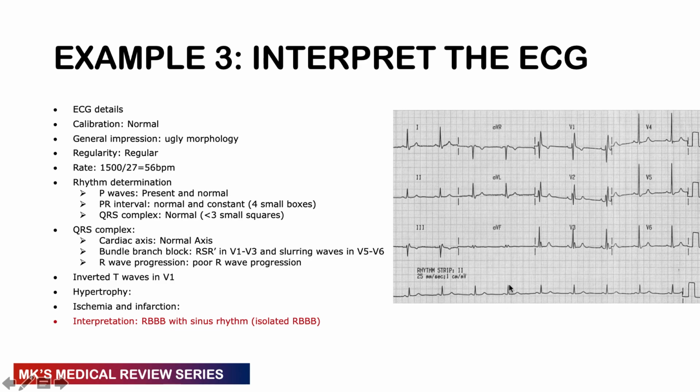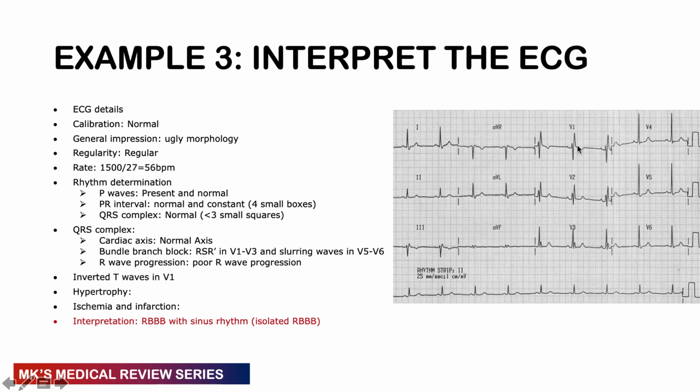If we actually measure the distance from here to here and calculate the small boxes, you have about 27 small boxes. So 1500 divided by 27, you get about 56 beats per minute. Your P waves are present and they are normal, your PR interval, if you count here, is about 4 boxes and it's constant. Your QRS complex is narrow. If we're looking at lead 2 here, it's narrow, so meaning it's within 3 small boxes. Your cardiac axis, lead 1 is facing upwards, lead 2 is facing upwards, lead AVF is facing upwards. Predominantly, I don't know what's happening at lead AVF here. This is a normal cardiac axis.